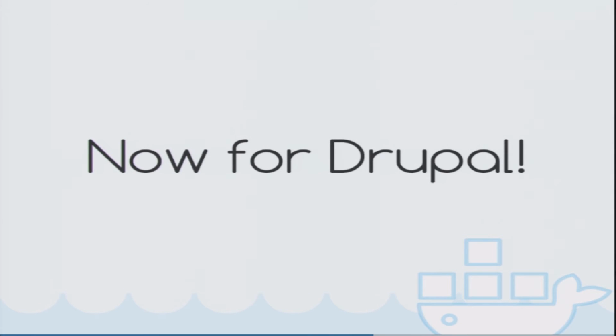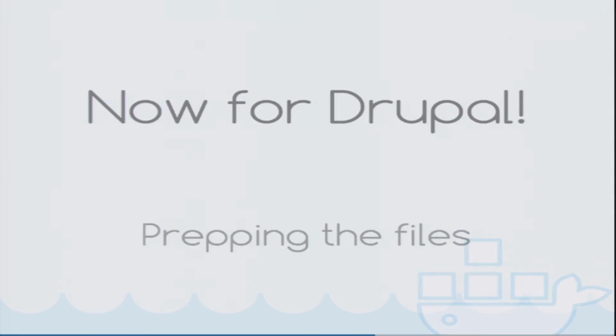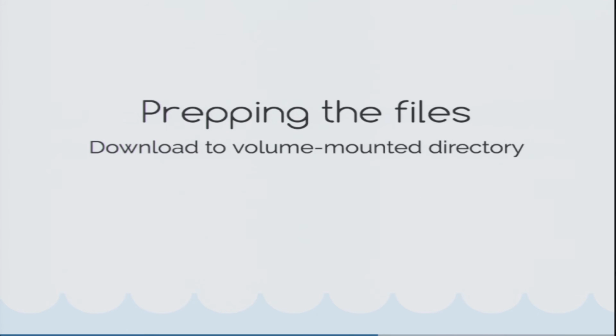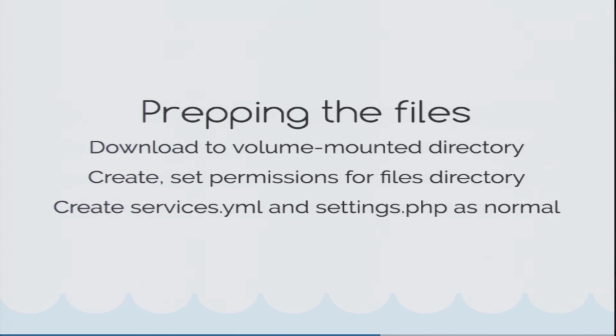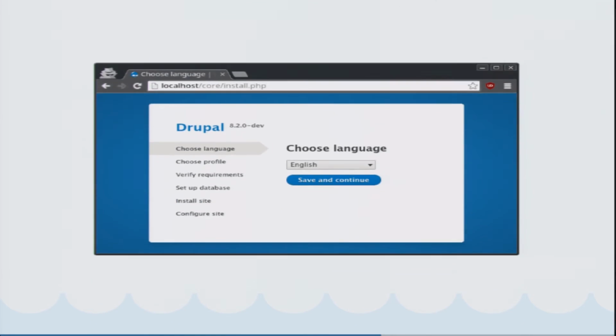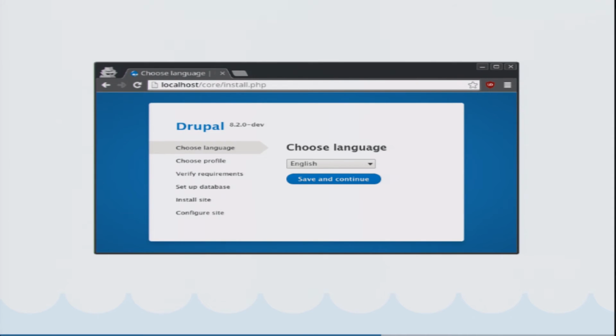Now for Drupal. We have everything else set up. Let's go. Okay, first of all, prep the files. Download all your Drupal core and your modules to the volume-mounted directory. Create and set permissions for your files directory. Create your services.yaml for Drupal 8 and your settings.php as you normally would. Okay, and then we finally go to localhost. We run up our browser and boom, we have an install. Finally, we got that far.